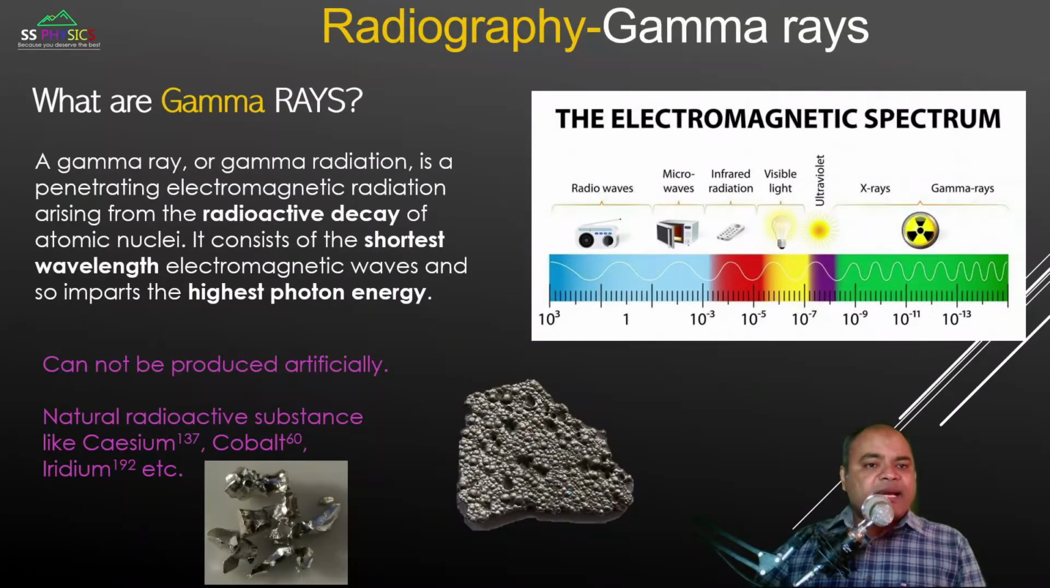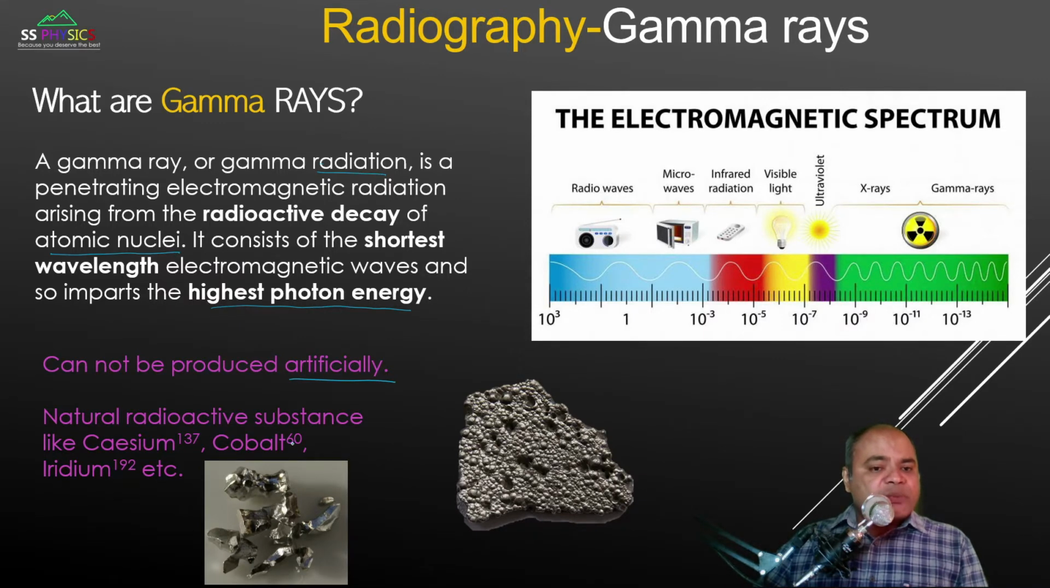Now we will understand what gamma rays are. A gamma ray or gamma radiation is a penetrating electromagnetic radiation arising from the radioactive decay of atomic nuclei. So here the word atomic nuclei is important. The difference between X-rays and gamma rays is that X-rays are produced outside the nucleus and gamma rays are produced from the nucleus. It consists of the shortest wavelength electromagnetic waves and so imparts the highest photon energy. These gamma rays cannot be produced artificially like X-rays.